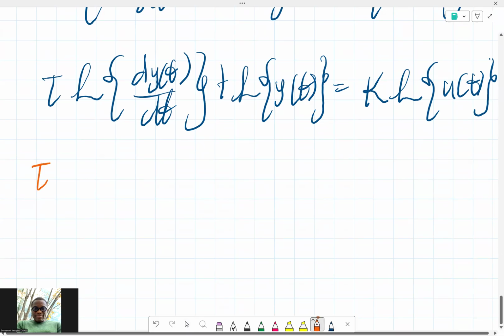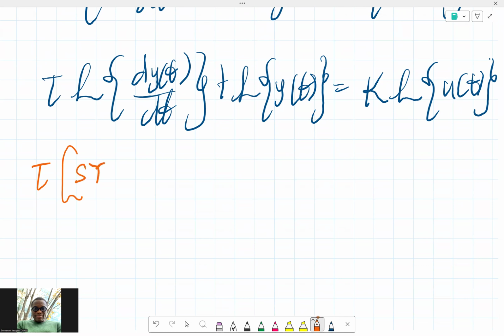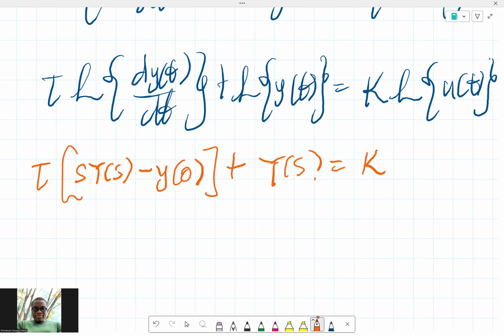With this now, for dy(t)/dt, taking y(t) as Y(s), this would be s Y(s) minus y(0), being first order. If you don't know y(0), we can just keep it this way. And here, the Laplace of y(t) is simply Y(s) again. And this is k, and u(t) we can take to be U(s).